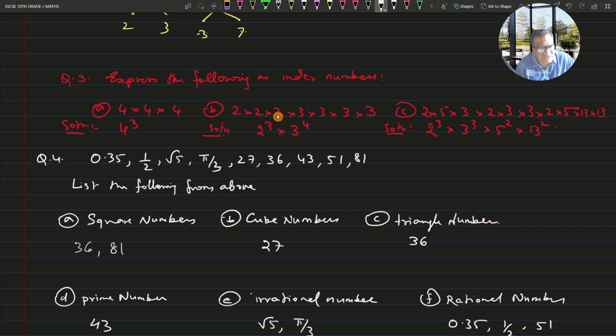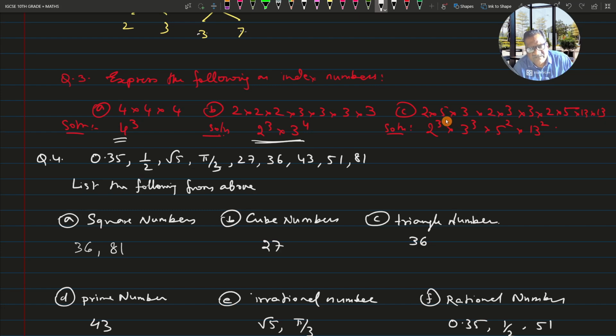Here you can see 2 is multiplied 3 times, so it will be 2 raised to 3, and 3 is multiplied here 1, 2, 3, 4 times. So it will be 3 raised to 4. So 2 raised to 3 into 3 raised to 4. This is the index number. Okay, index number will be some base raised to some index. Now here in this number you can see that 2 is there 1, 2, 3 times. So I'll write 2 raised to 3. Then 3 is 1, 2, 3 times. So again 3 raised to 3.